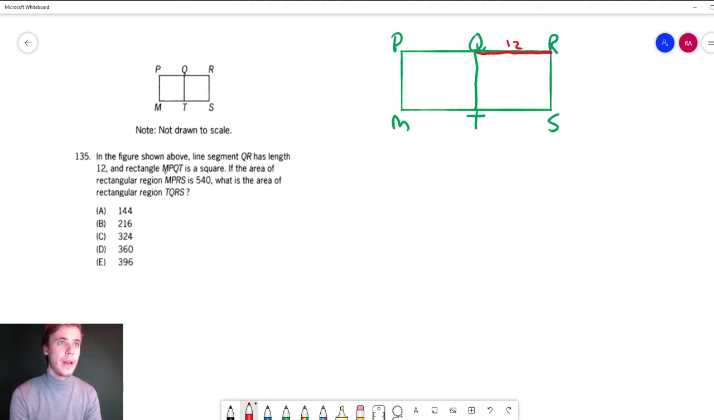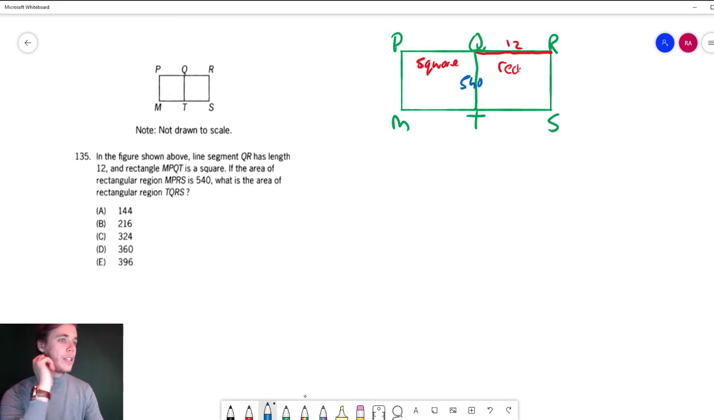And MPQT is a square. It's a square, so all the lines have the same length. And this is a rectangle. Okay, so I don't know, in total it is MPRS, so the whole total is 540.